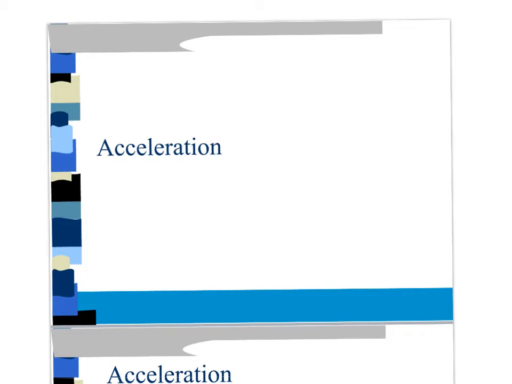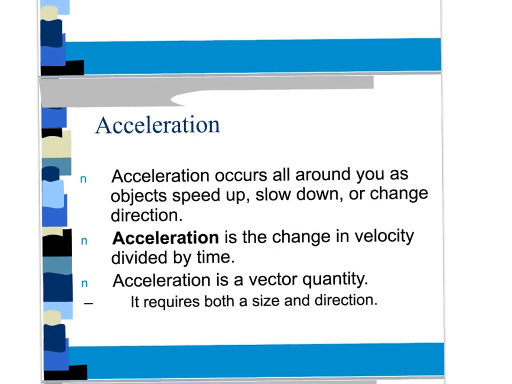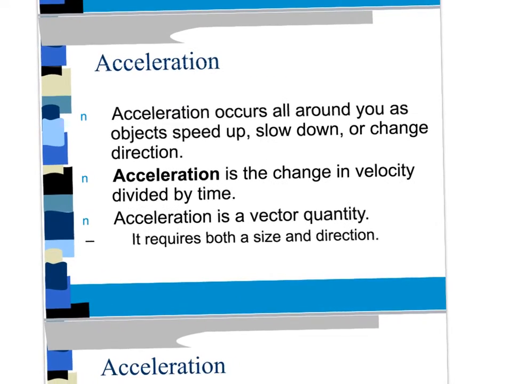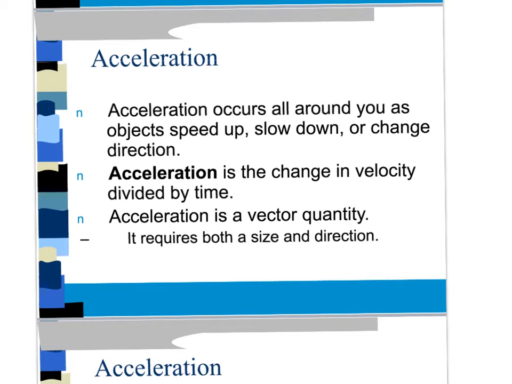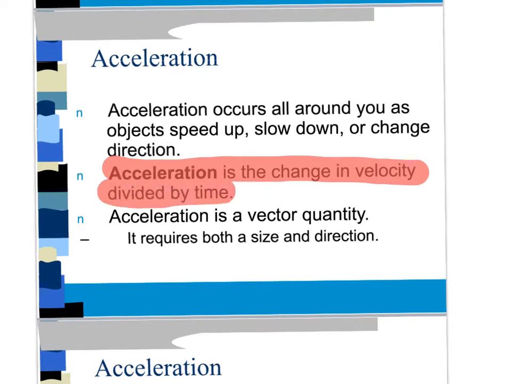Alright, in this PowerPoint we're going to examine acceleration. Acceleration is something that happens all around. Now, we talked a little bit about misconceptions we have, because a lot of times we think of acceleration and we think of speeding up. It's not necessarily speeding up, but rather acceleration is simply a change in velocity over time. So acceleration is a change in velocity over time. It is a vector, which means size and direction do matter.